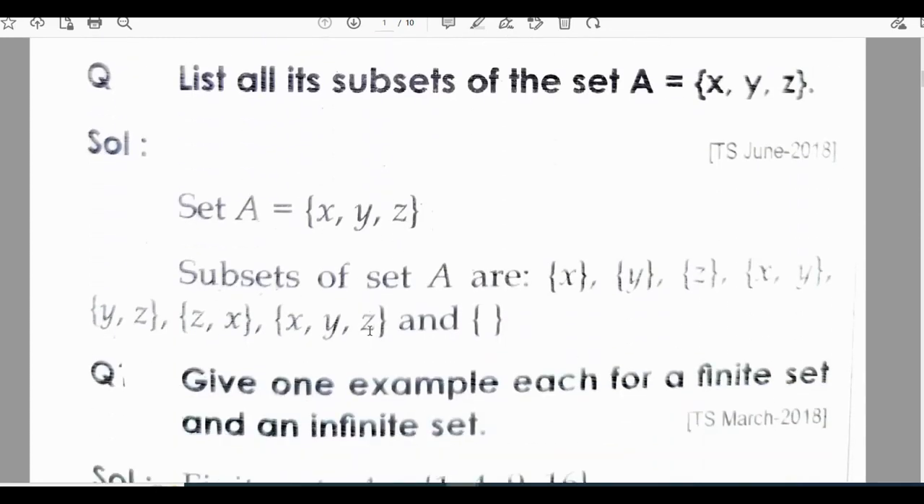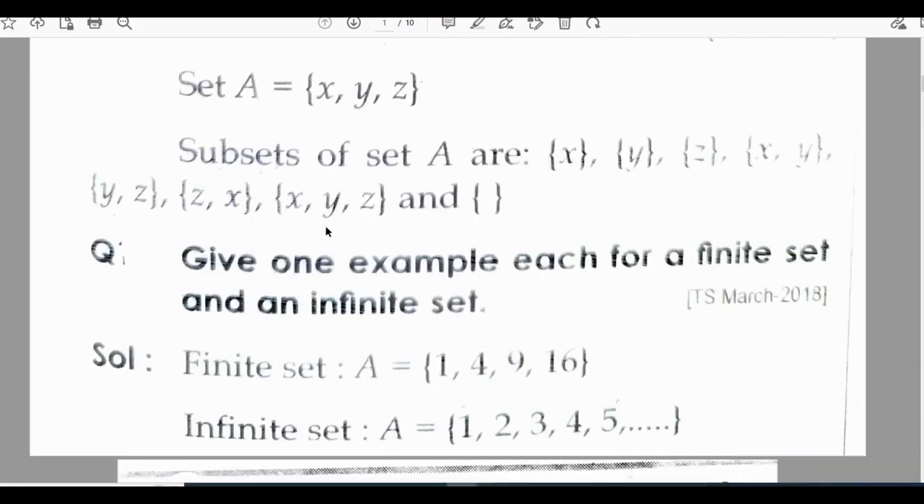List all subsets of the set {x, y, z}. So for subsets, first we have to take the empty set, then single elements x, y, z, then xy, yz, zx, and xyz. In total there are 8 subsets for 3 elements.